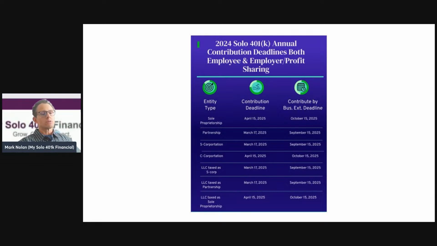So this slide here goes over the contribution deadlines, which apply to both employee and employer contributions. This is for tax year 2024. So you still have time here in 2025 to make both employee and employer self-directed 401k contributions. This slide lists the different entity types: sole proprietorship, partnership, S corporation, C corporation, and so forth.